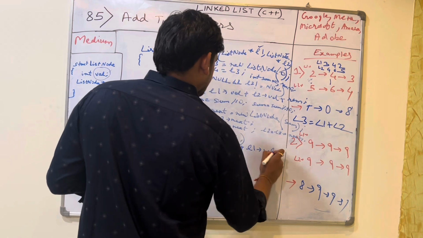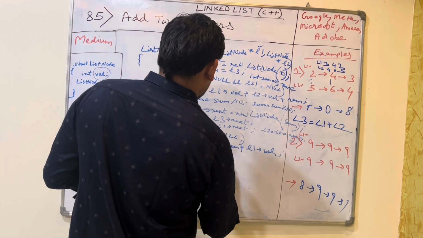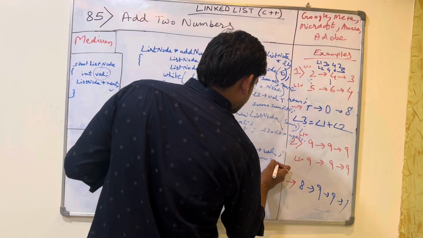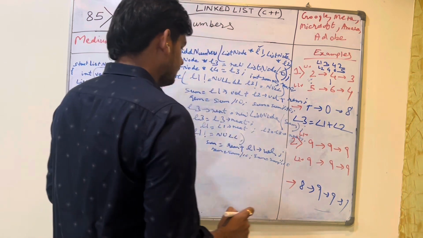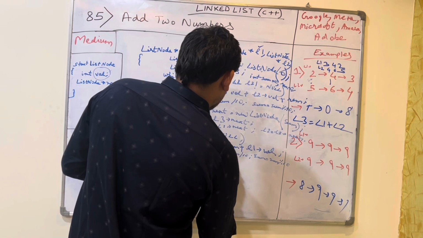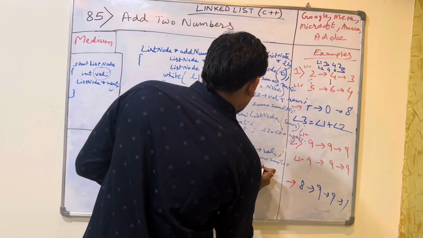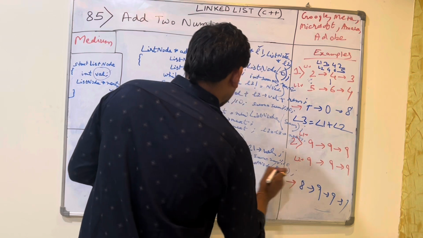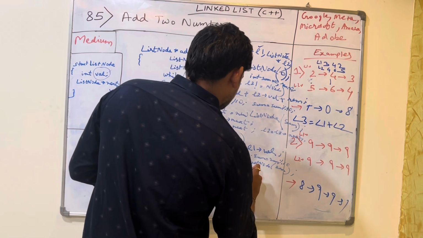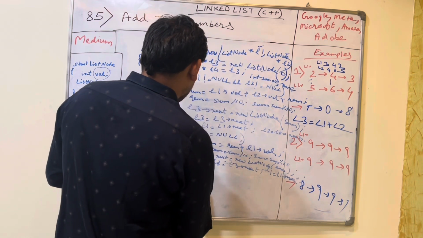Okay, and then remainder is equal to sum by 10, sum is equal to sum mod 10, and then we will have L3 next is equal to new list node sum value, and L3 will be moved to L3 next, L1 would move to L1 next, right? If L1 is null, this will be terminated.